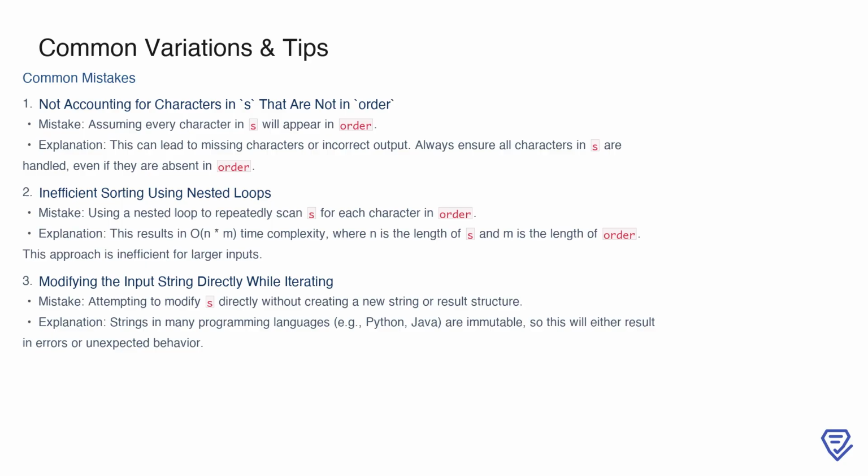Lastly, trying to modify the input string S directly while iterating can be problematic. Since strings are immutable in many languages like Python and Java, this will result in either errors or unexpected behavior. To avoid this, work with a new string or a dedicated result structure.